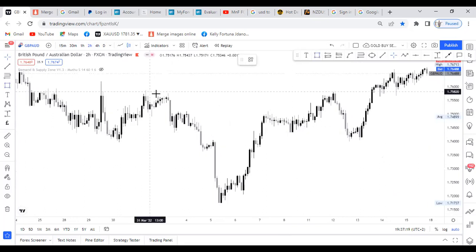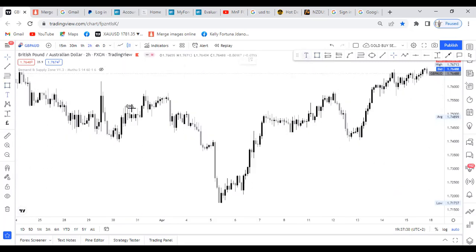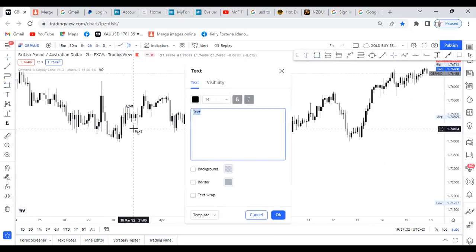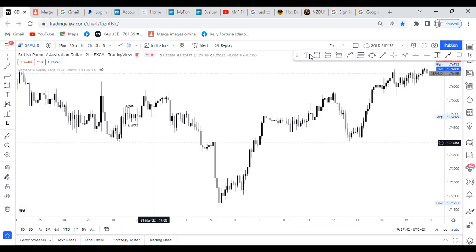Okay, so we had the QML here. Can you see? Yep. Then we had a lower low and break of structure. So my low, I chose this low here, and then another low can be here, but I chose this one here. And then this is the higher high.